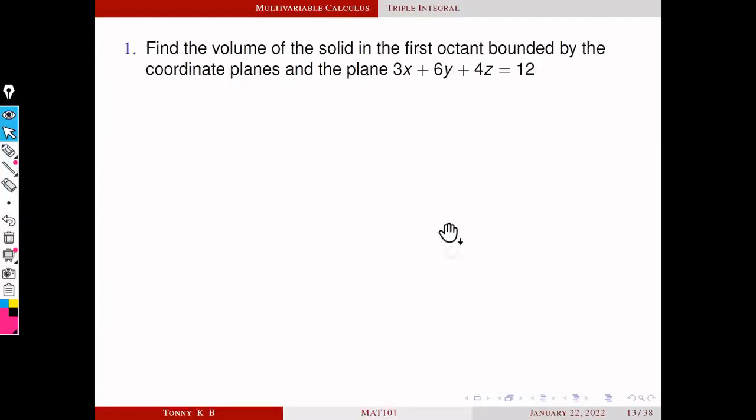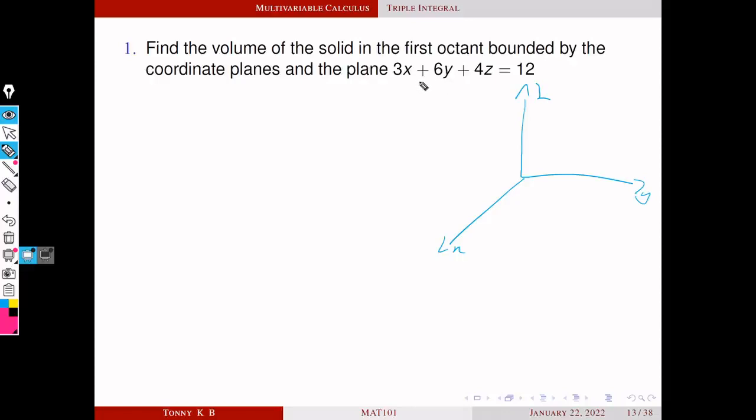Consider a problem. Find the volume of the solid in the first octant bounded by the coordinate planes and the plane 3x plus 6y plus 4z equal to 12. So first we have to plot a rough sketch of this solid. We know that the coordinate planes are this xz plane, this yz plane, this xy plane. That's clear.